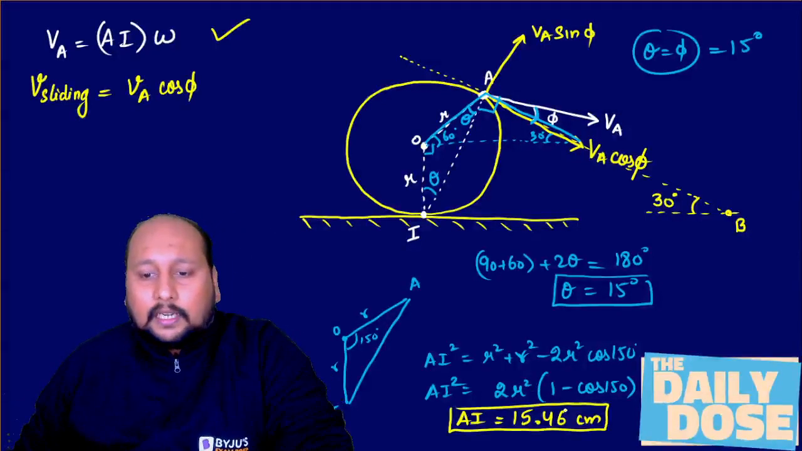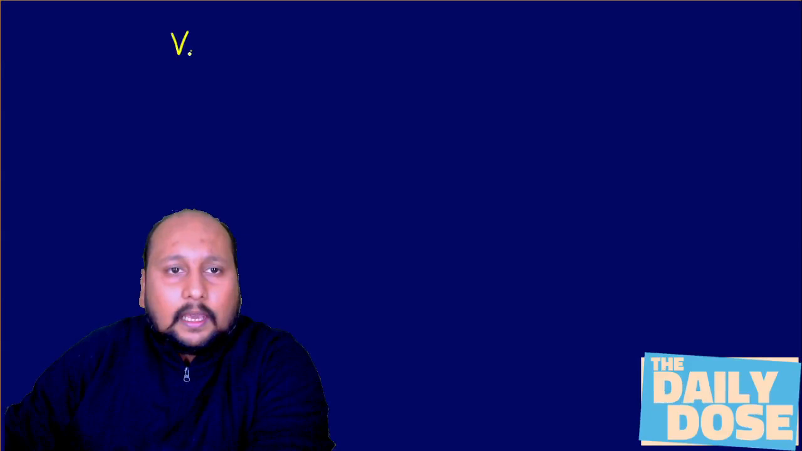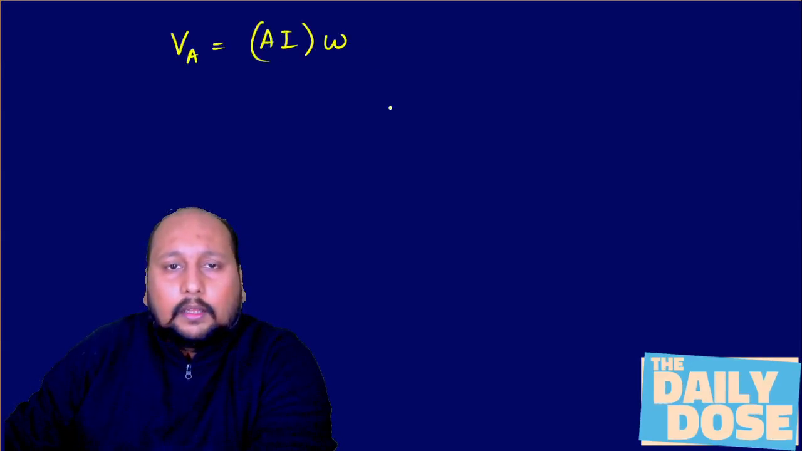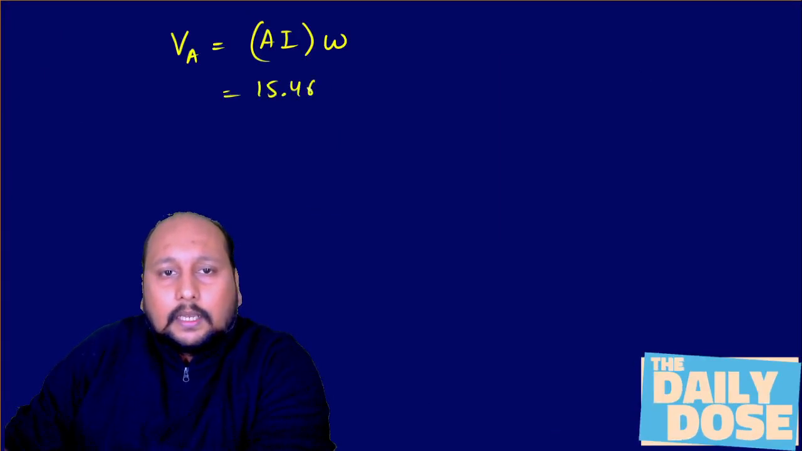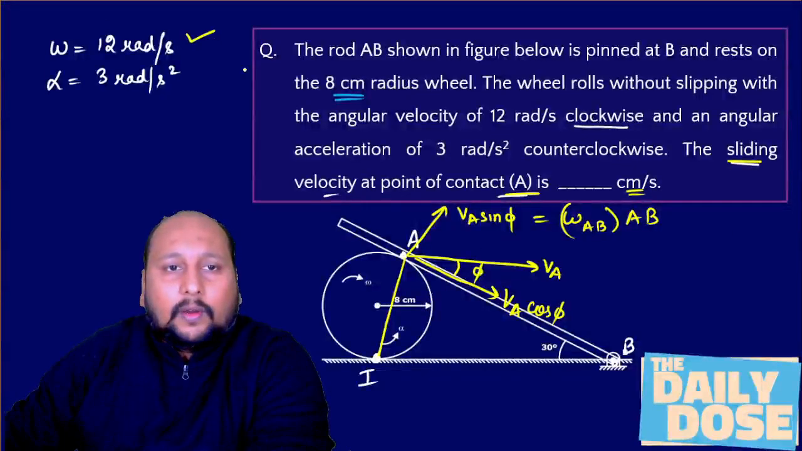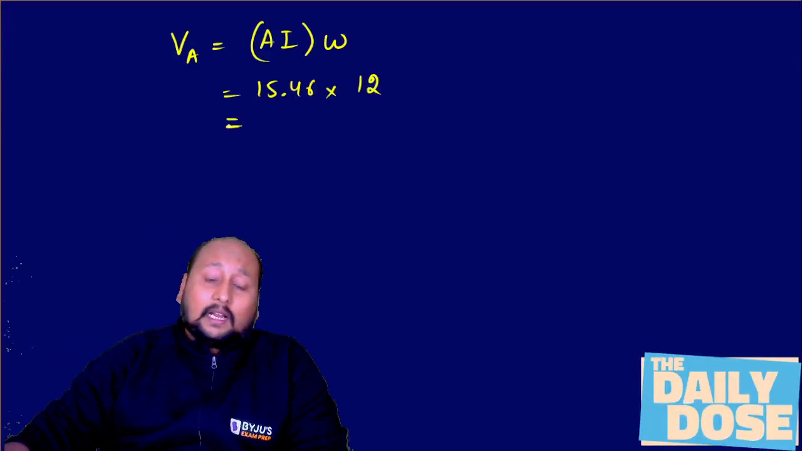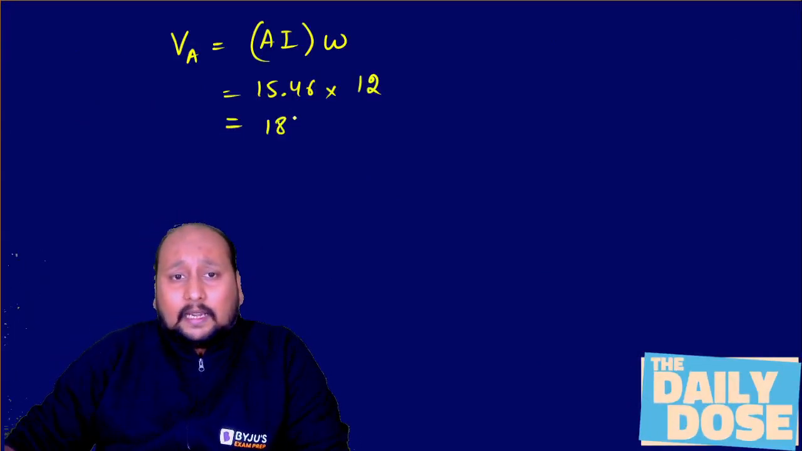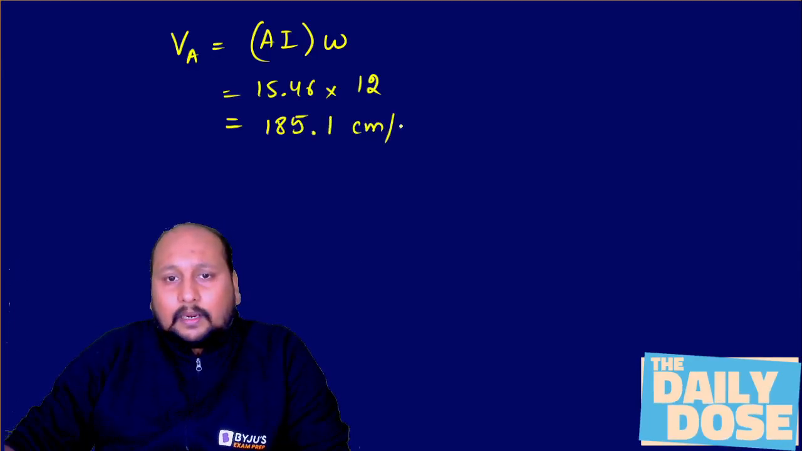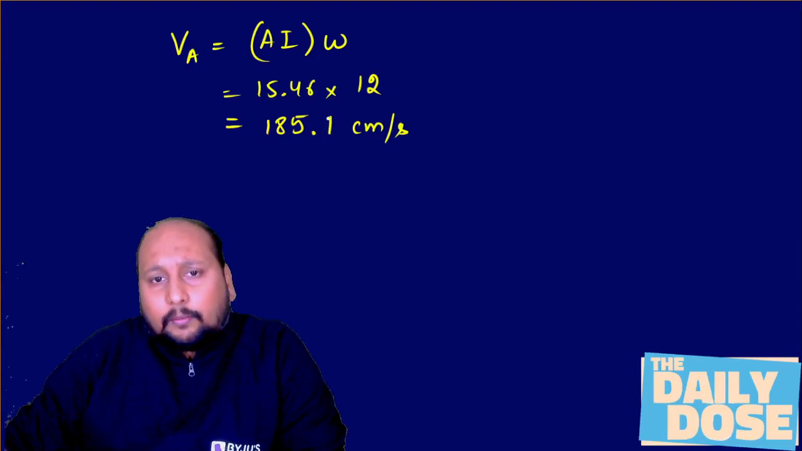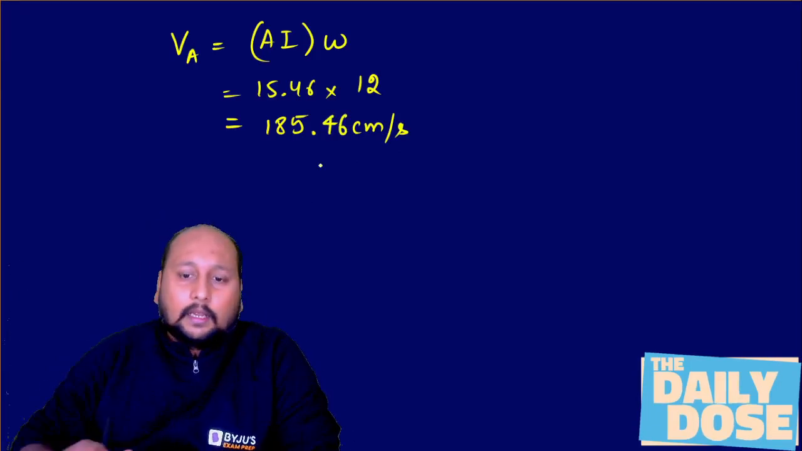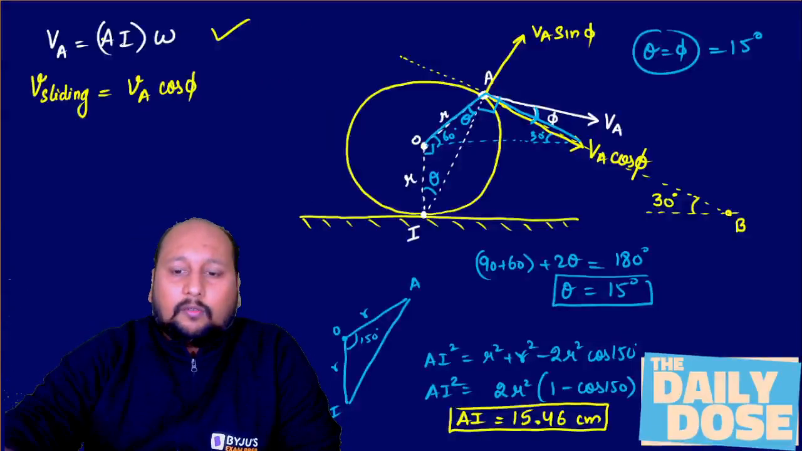VA is equal to AI into omega. So what is the distance AI? It is 15.46 into, what is the angular velocity? It is 12. If you multiply 15.46 into 12, you will be getting a velocity of 185.46 centimeter per second.